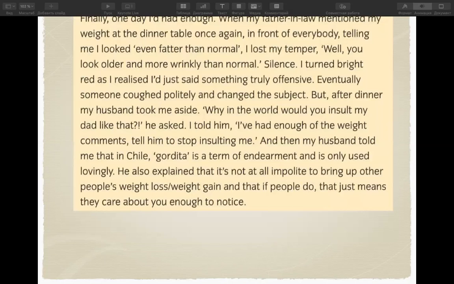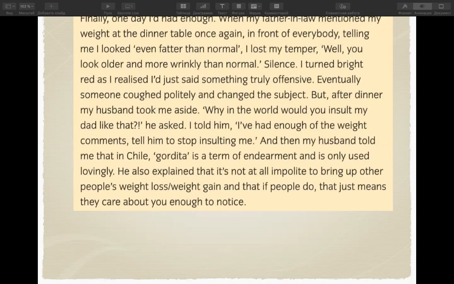Finally, one day I'd had enough. When my father-in-law mentioned my weight at the dinner table once again, in front of everybody, telling me I looked even fatter than normal, I lost my temper. Well, you look older and more wrinkly than normal.